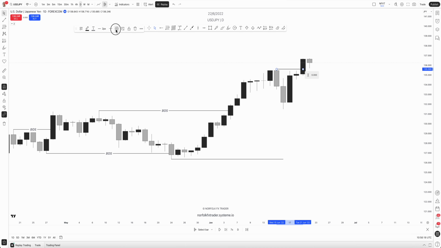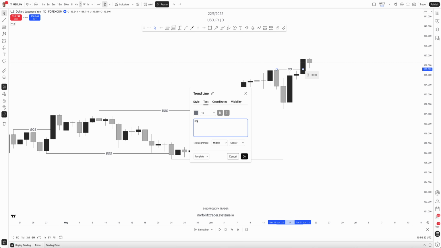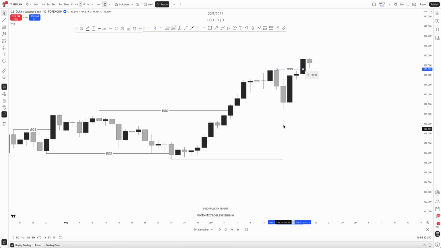So that's a valid break of structure. See how we can easily validate this? Now it's validated because we get no wick, we get a straight close through with that body. Our new low is going to be from this low here in the market. We're waiting for a valid high. So we create a valid high straight away.